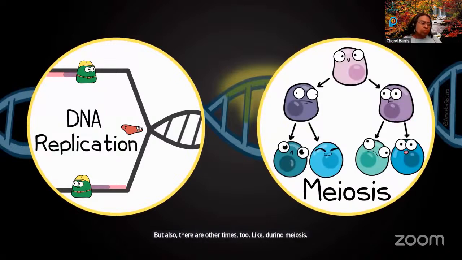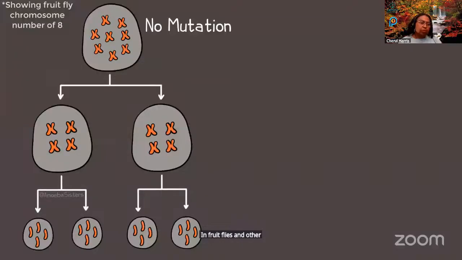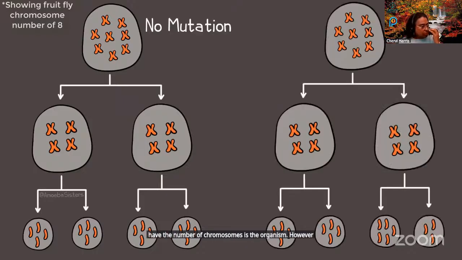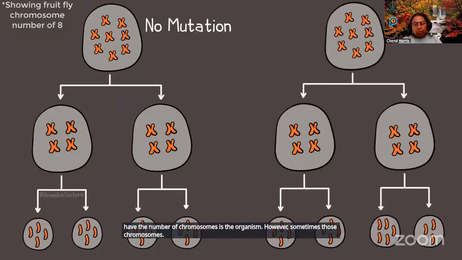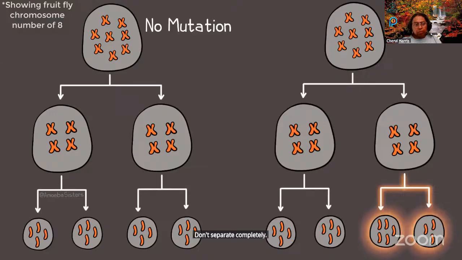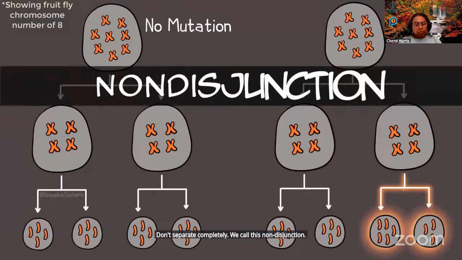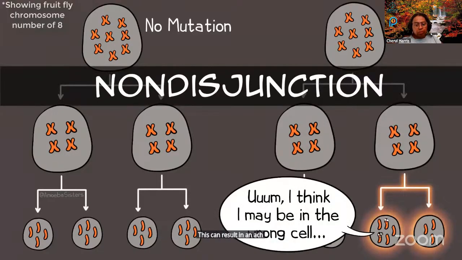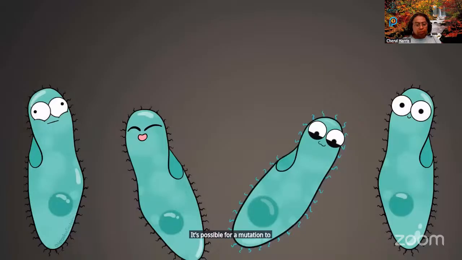In fruit flies and other animals, meiosis makes sperm and egg cells that can have half the number of chromosomes as the organism. However, sometimes those chromosomes don't separate completely. We call this non-disjunction. This can result in an egg or sperm cell that has too many or too few chromosomes. It's possible for a mutation to be passed down to offspring.